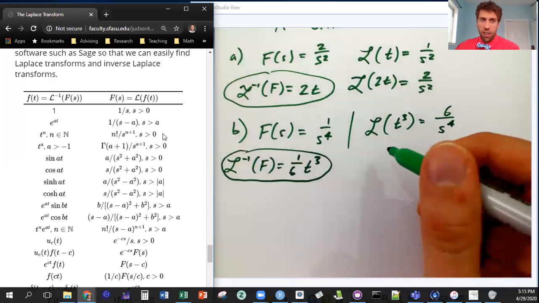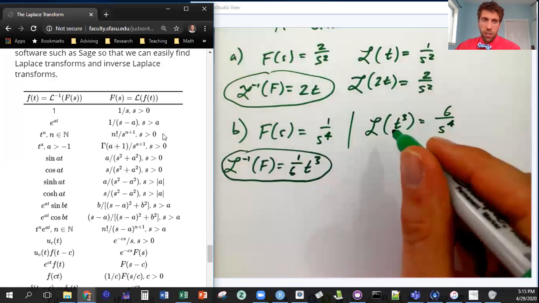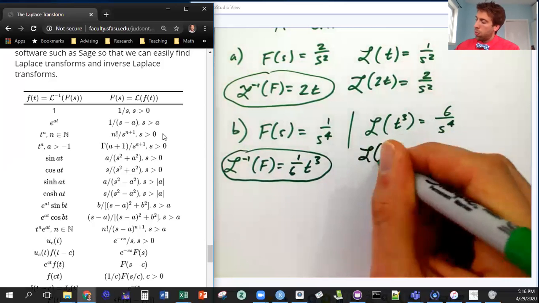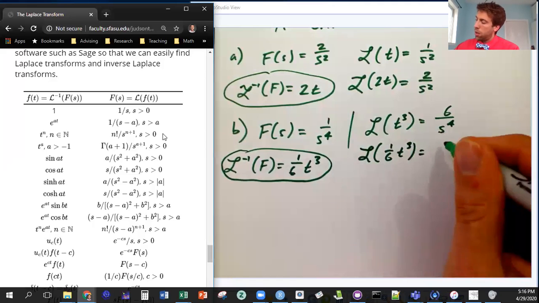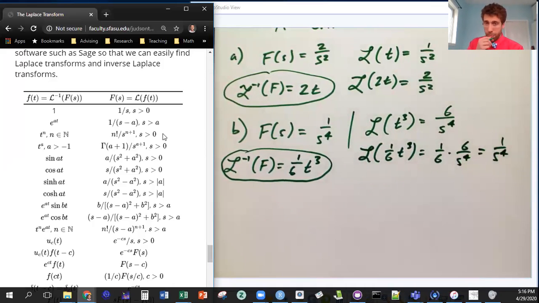So if you didn't catch that, once you kind of know the rough idea of what kind of function it is, like a t cubed, it's a linear function. So 1/6 t cubed will then equal 1/6 times 6 over s to the 4th, which equals 1 over s to the 4th. Okay? Now let's do part C.